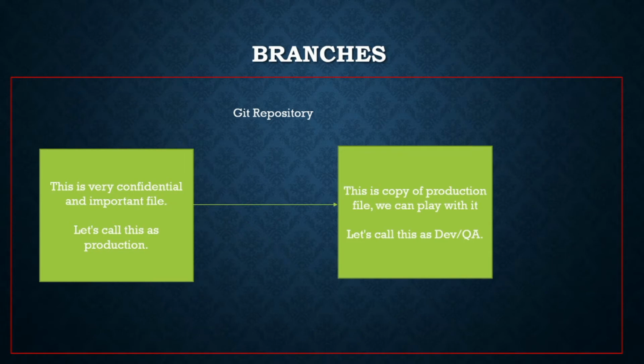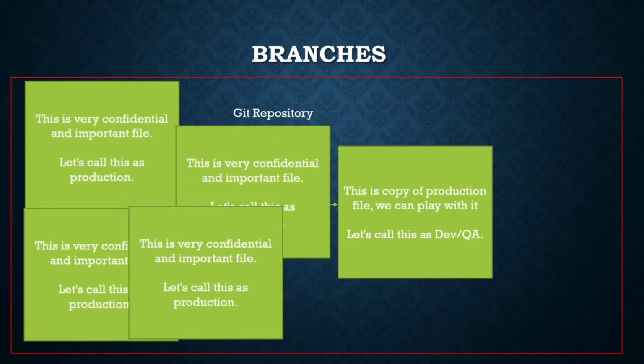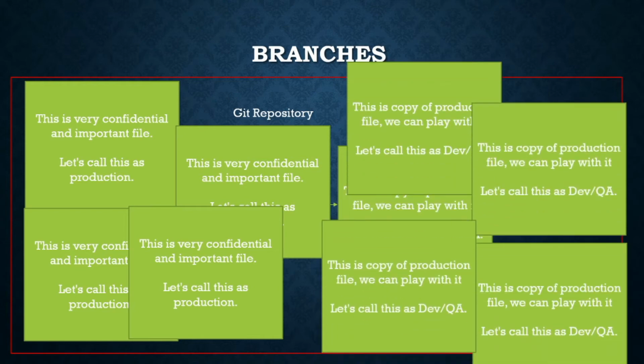Now what if we have a lot of files in the Git repository and we want to experiment with all of these files? We can apply the same solution. We can create a copy of all of these files and experiment in the copy instead of the original files, so that if something goes wrong or the files become very messy, that won't impact production.